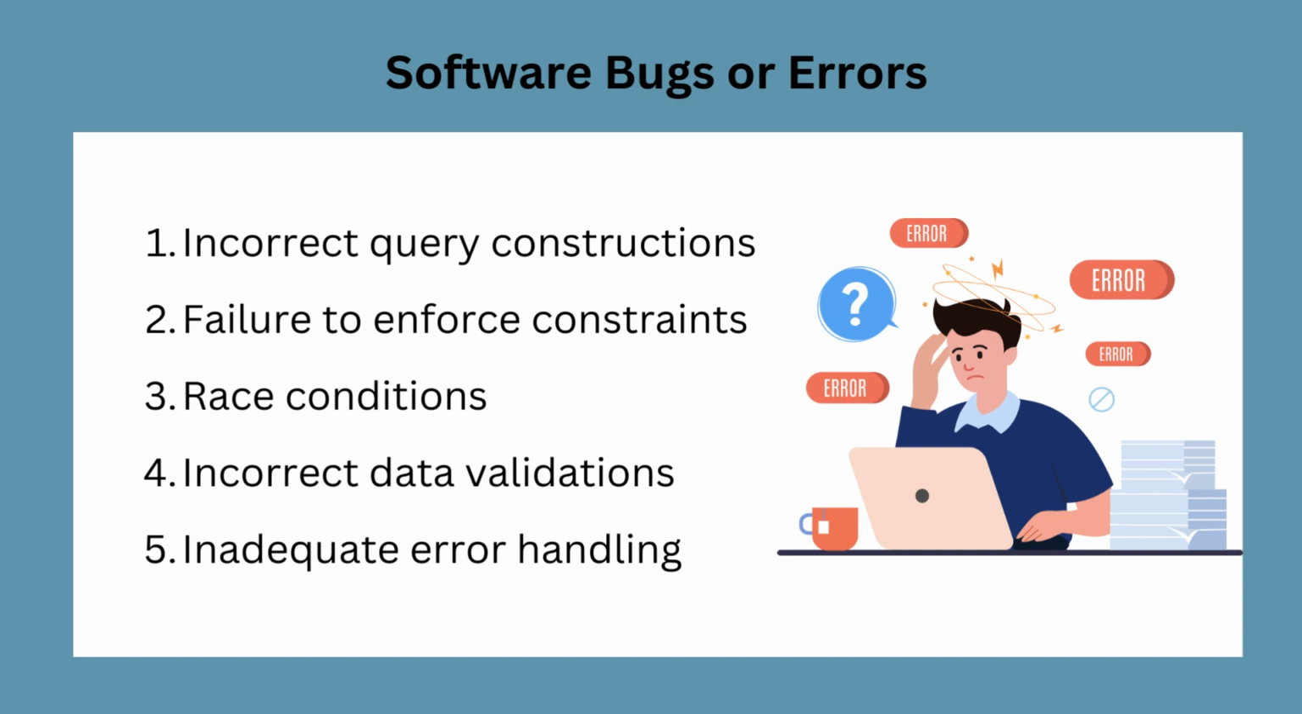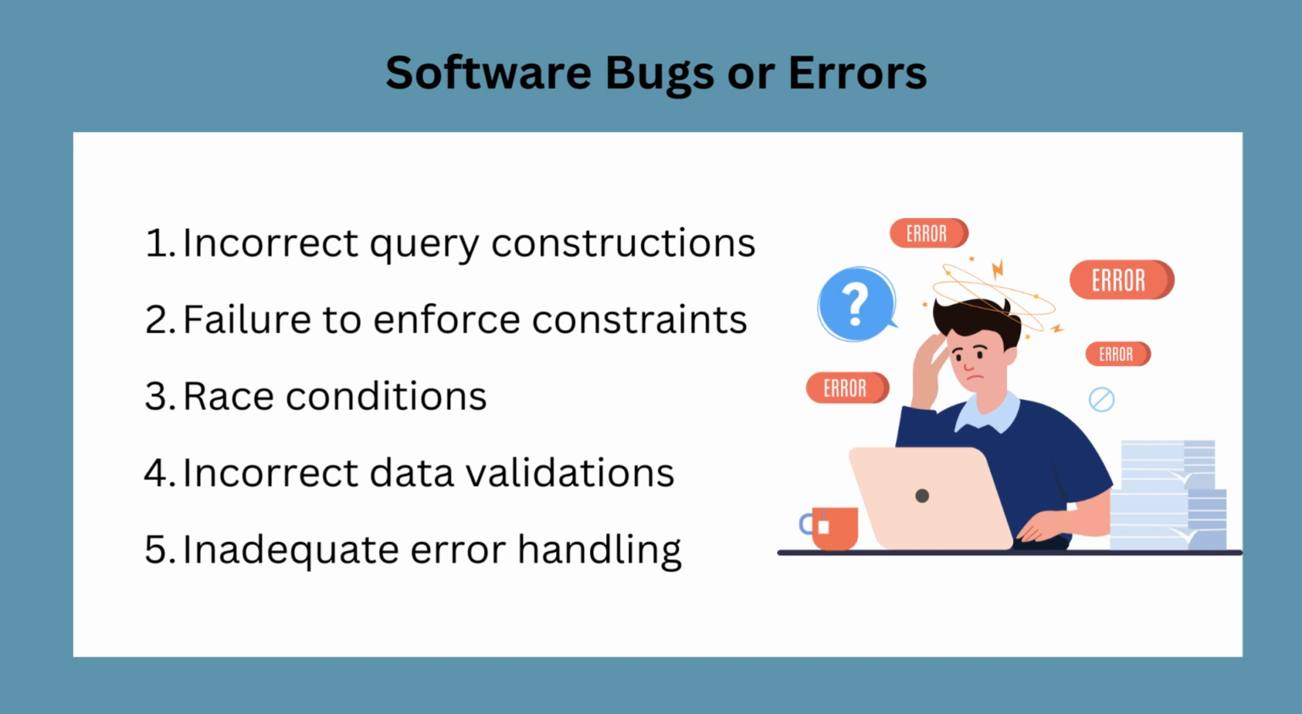We learned six database design errors, and next let's look at software bugs or errors that can compromise the logical integrity of a database. Here are five examples. First example is incorrect query construction. The bugs in the code that generate SQL queries, the structured query language queries, can result in incorrect or incomplete queries. This can lead to incorrect data retrieval, data updates, or data deletion that causes the logical integrity of the database.